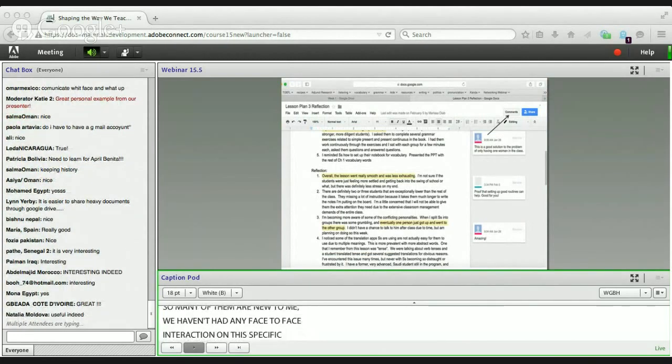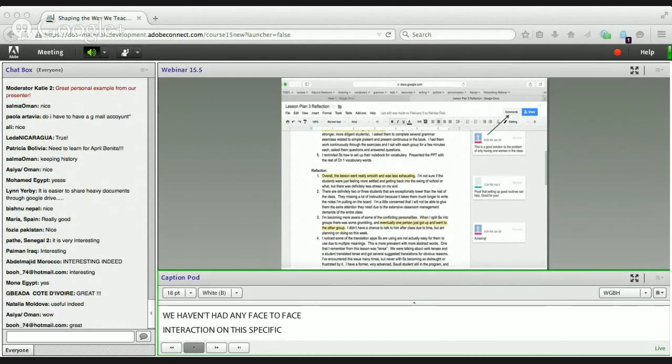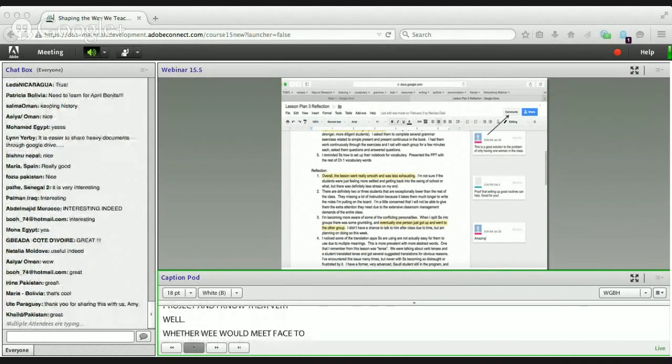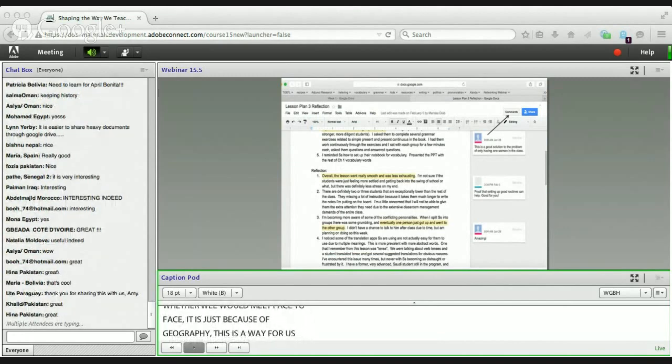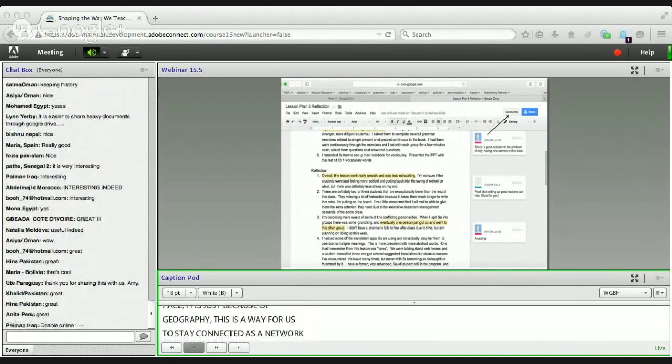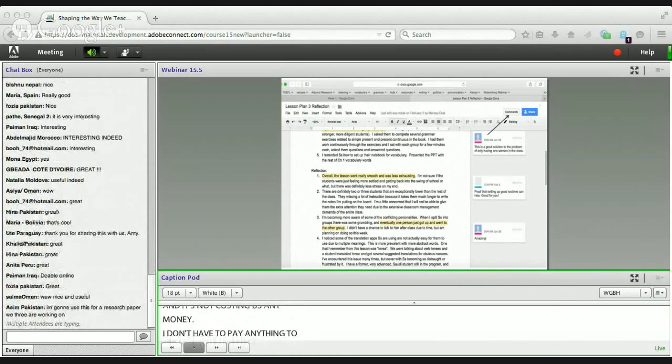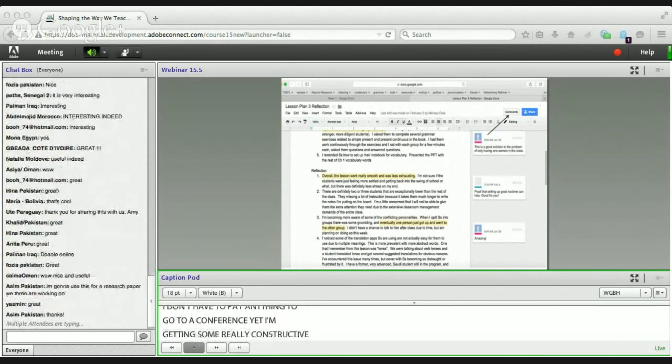It would be impossible for us to have a teacher support group because of geography. But this is a way for us to stay connected as a network, and also for us to do some professional development. And it's not costing us any money. I don't have to pay anything to go to the conference, but yet I'm getting some really constructive feedback and support from these colleagues. And I asked these colleagues to do this with me.